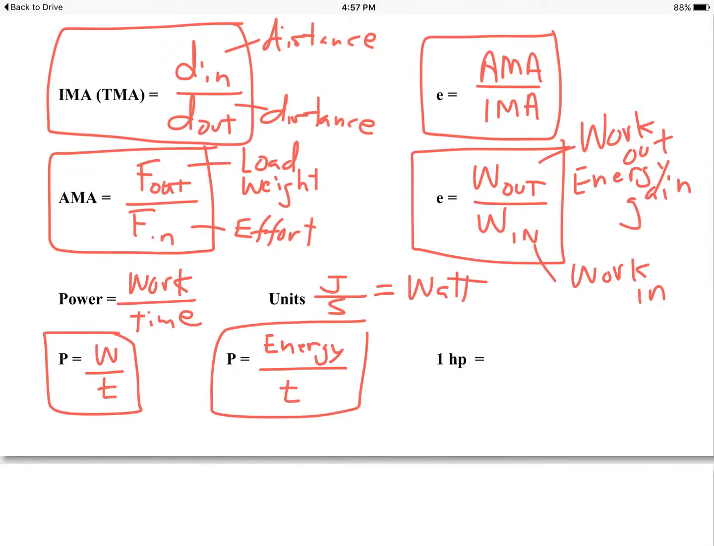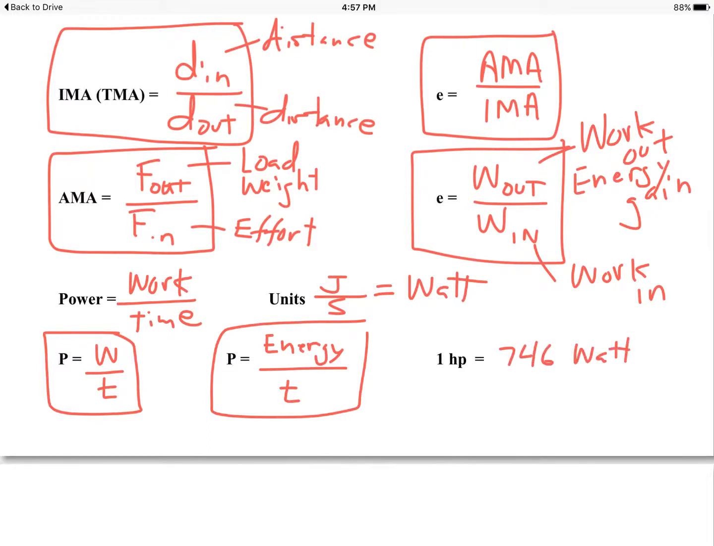It could get a little confusing here because the abbreviation for watt is W, so we have to be very careful because work is also abbreviated with a capital W. You may have heard of a horsepower. 1 horsepower is 746 watts.